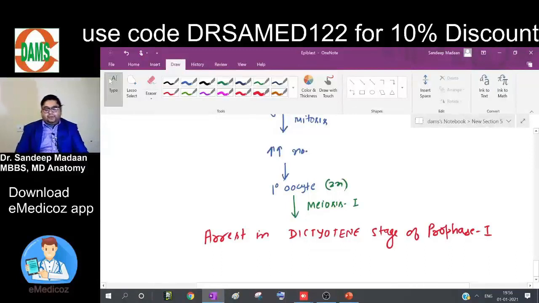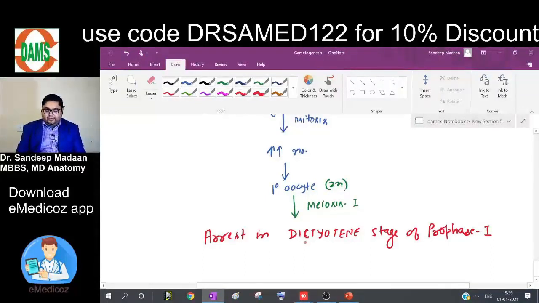Now the question is, in embryology books it is written as diplotene stage, and in gynae books it is written as dictyotene stage. Actually it is the same thing, only the name is different, so better to go with one terminology. Better is to write dictyotene stage only. So there is arrest in the dictyotene stage of prophase 1.